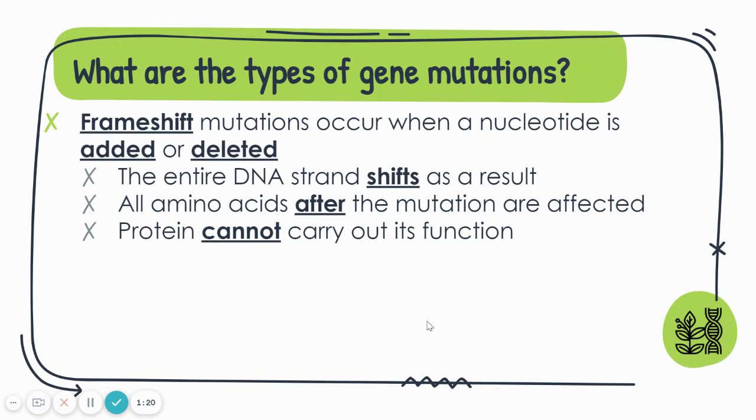Then there are also frame shift mutations. Frame shift mutations are when a nucleotide is added or deleted from the DNA. As a result, when you add or delete a nucleotide, it's going to shift the rest of the DNA strand. So if you add one, the whole thing is going to shift over to make room for that new nucleotide. If one is deleted, then it's going to shift to close that gap. So all of the amino acids after that mutation are going to be affected when the DNA strand shifts. As a result, the protein typically cannot carry out its normal function. That protein is not going to be usable.